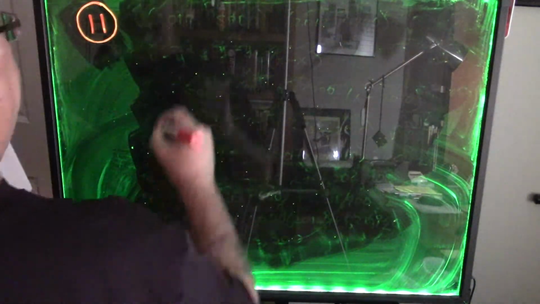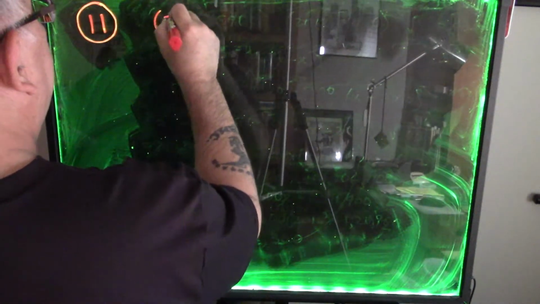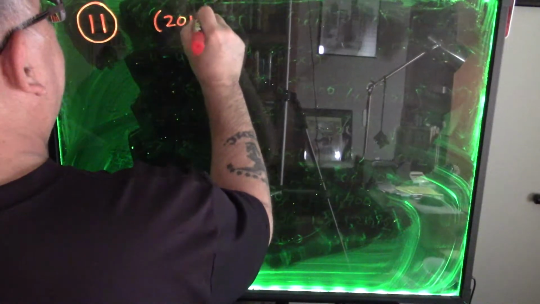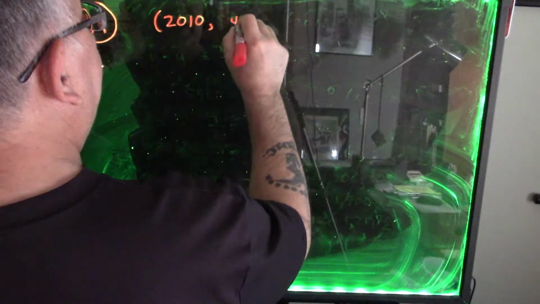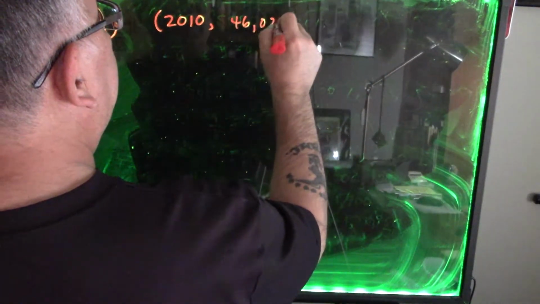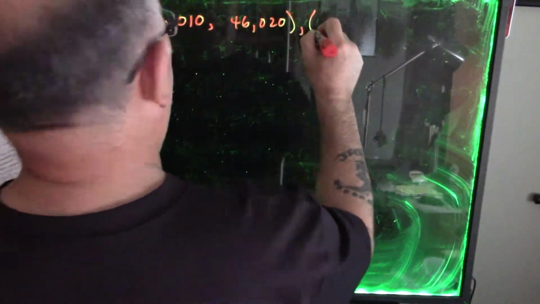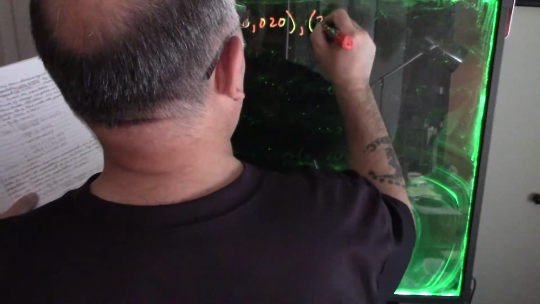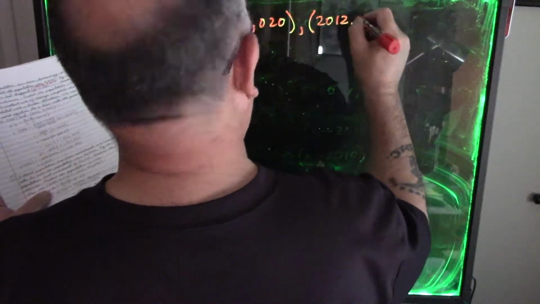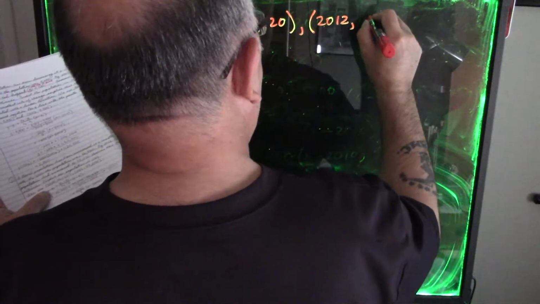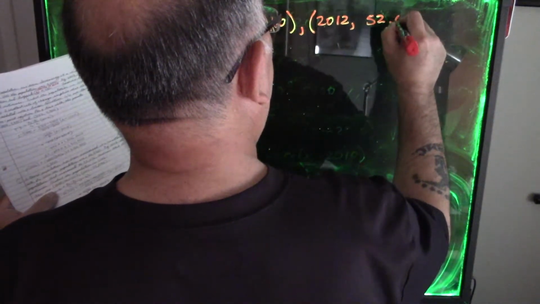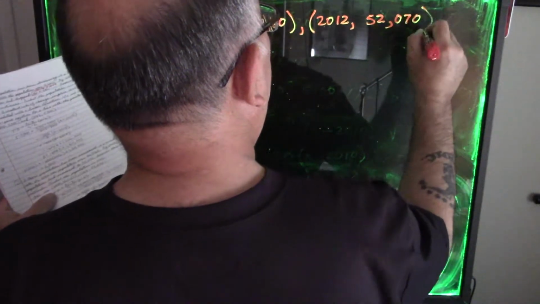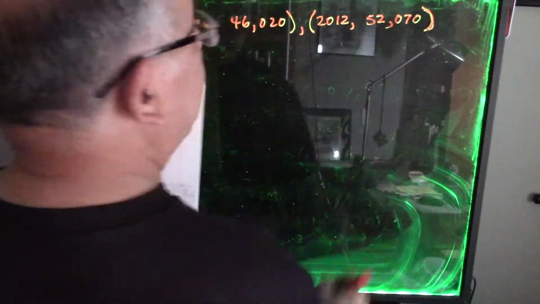We have 2 points: 2010, and the population then was 46,020. And we have the point 2012, and the population at that time was 52,070. Alright.